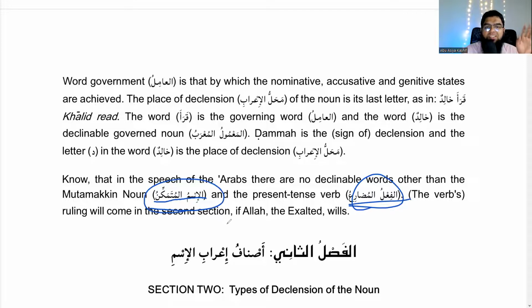Correct? Apart from this, everything is fixed. Like the harf is fixed, the fi'l madi is fixed, the fi'l amr is fixed. The endings are fixed, and those we don't have any problem with. These are the ones which have a problem because their endings keep changing, right? You have to look at what it means and so on. The verb's ruling will come in the second section, inshallah ta'ala.